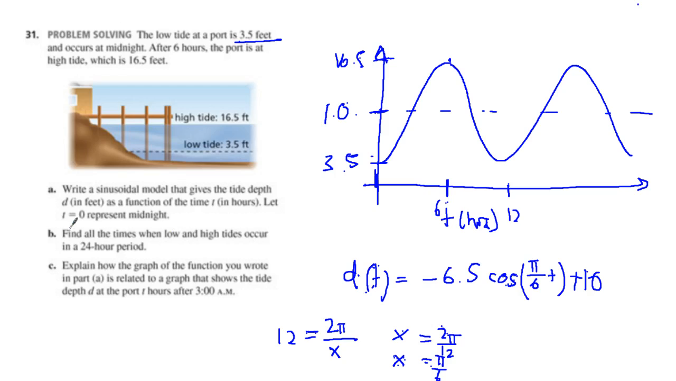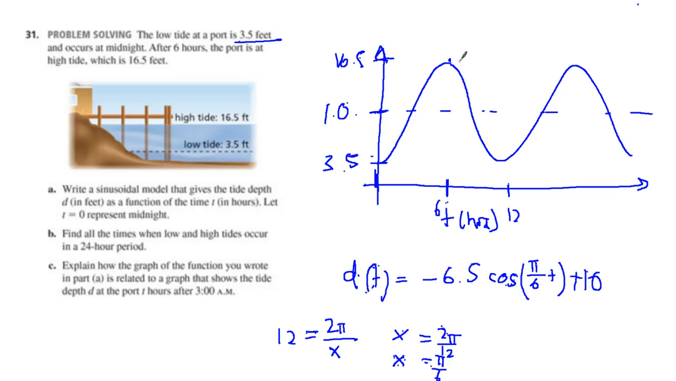And all the times where low and high tides occur: high tides occur at 6 and 18 hours. Low tides occur at 0 and 12 hours, right? And the cycle continues over and over again.